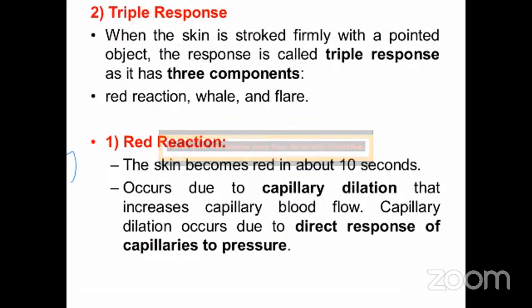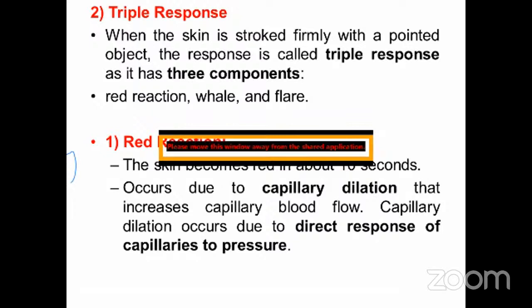Why is there a red reaction? Because of the capillary dilatation, which increases the blood flow to that area. It is a direct response of the capillaries to the pressure exerted by the stroke. So there is a dilatation of the capillary, increased blood flow, and we get the red line, or the red reaction.